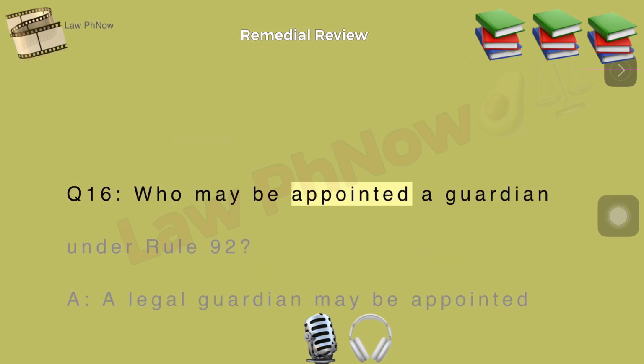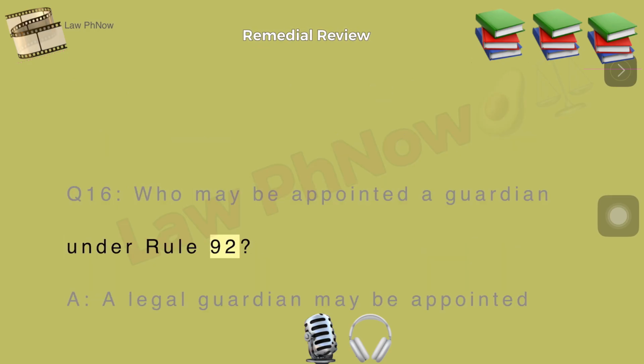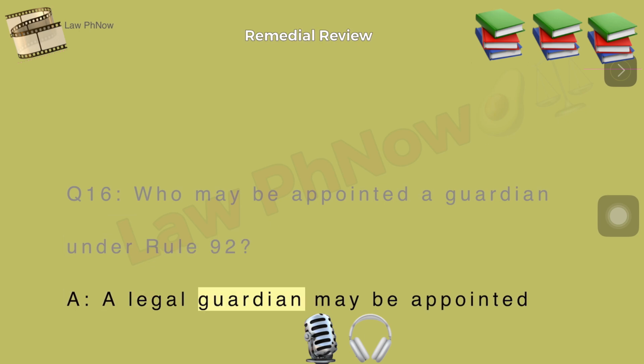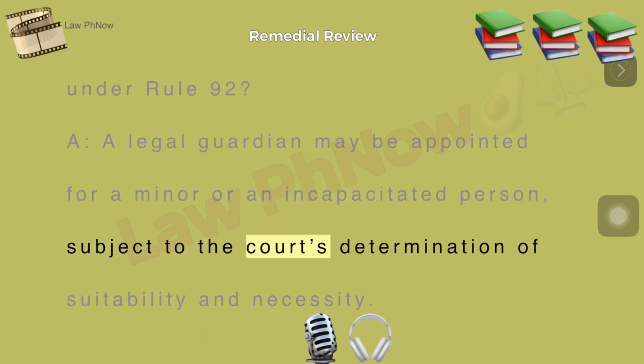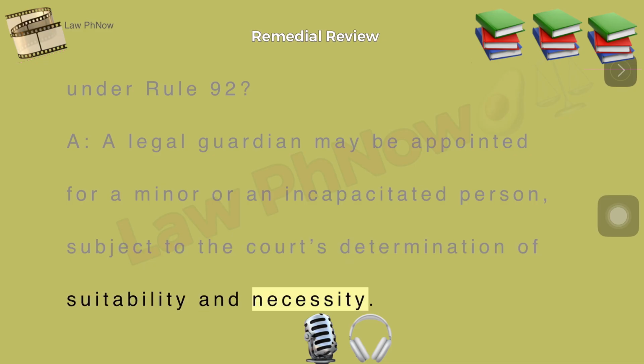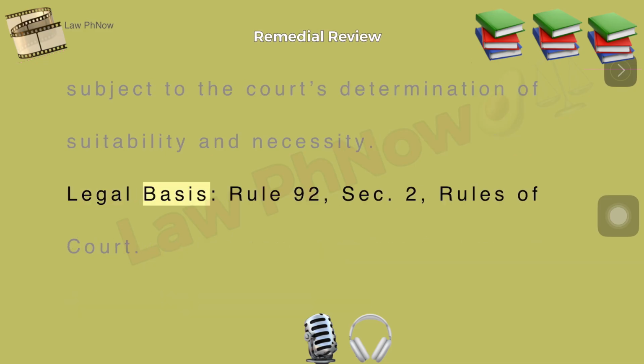Q16. Who may be appointed a guardian under Rule 92? A. A legal guardian may be appointed for a minor or an incapacitated person, subject to the court's determination of suitability and necessity. Legal basis, Rule 92, Section 2, Rules of Court.